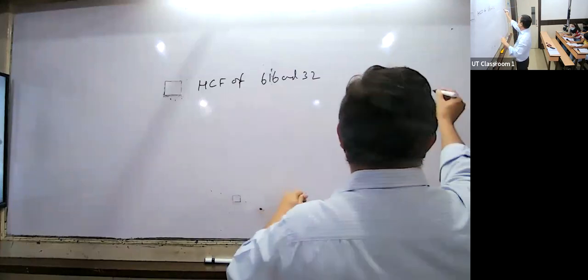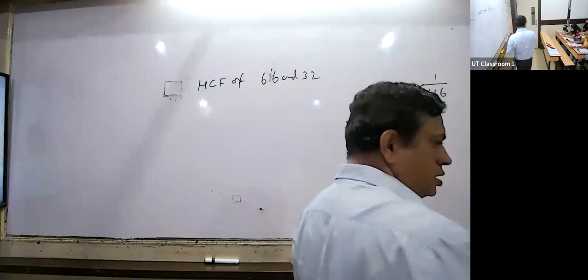Division done? Yes, sir. Quickly. Why are you doing it this way, my dear girl? Not that way. You will go 616 divided by 32. Ones are 32. This is the way to do division now.